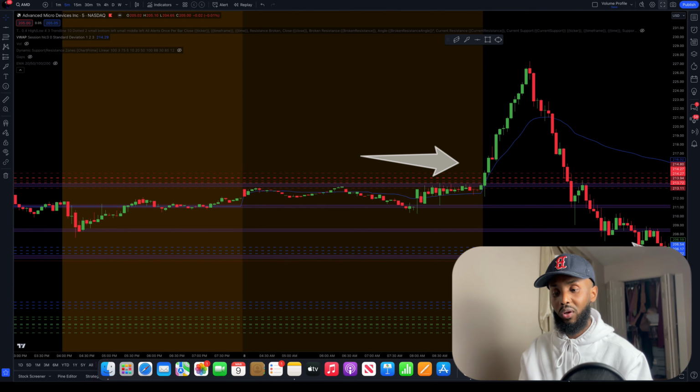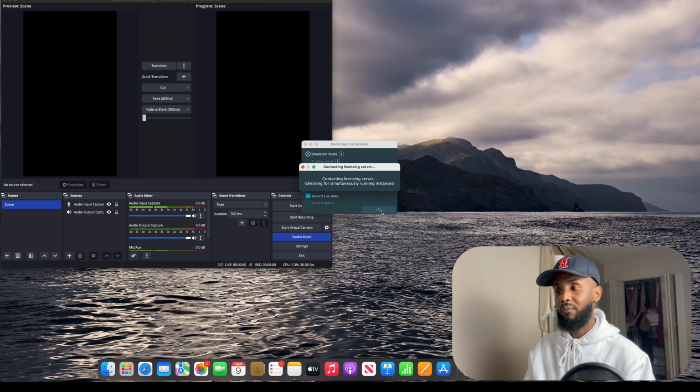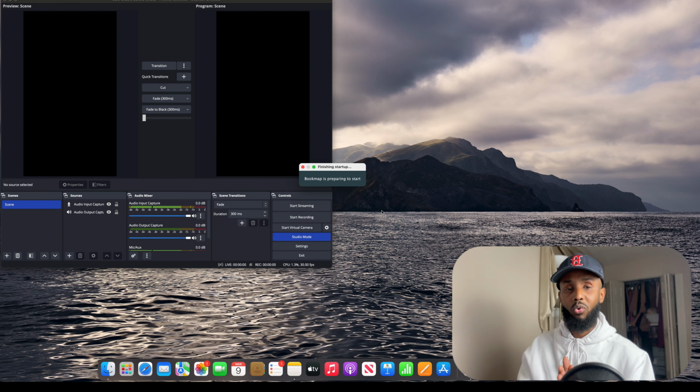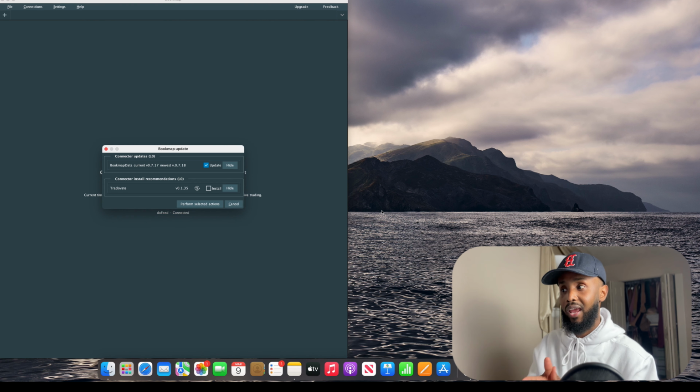And then number two is I look at Bookmap. So I've gone over Bookmap a bunch of times, but I can go over it again in another video. But Bookmap is basically a platform that shows you where buyers and sellers are sitting in the market.